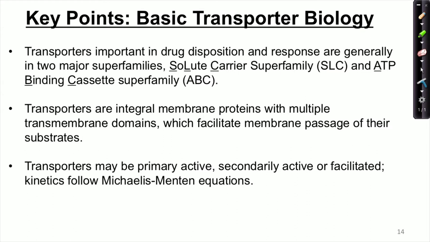Their kinetic properties follow Michaelis-Menten equations, which basically means that they will exhibit the property of saturability. When you get to high concentrations, they will go at a maximum transport rate. And they will also be characterized by a Km, a Km being the concentration of the substrate at half the maximal transport rate. So those are my key points in the basic transporter biology part of this lecture.